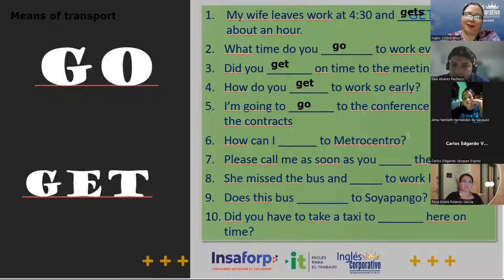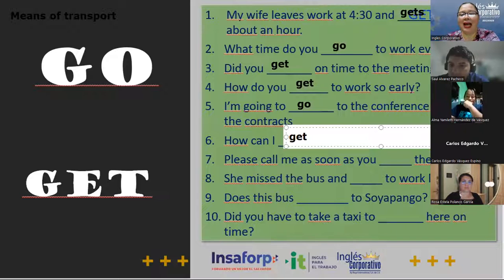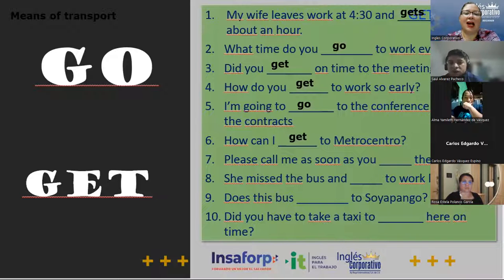How can I get to Metro Centro? I'm asking for directions, right? How can I get to Metro Centro? Yeah, directions, or I'm asking if I should get a bus, right? Should I take a bus? Should I walk? Should I take a taxi? All right, so this is what I'm asking. I can be asking for both things, right? Because the purpose is to get to the place. All right, number seven.